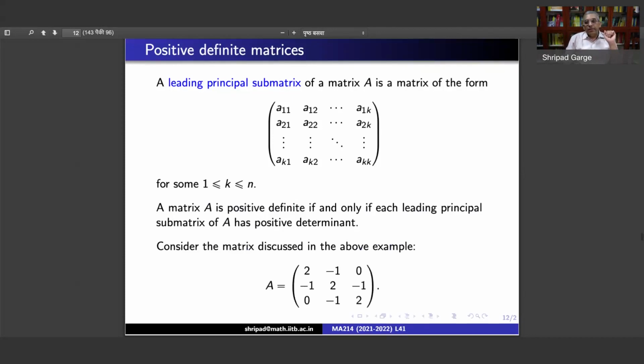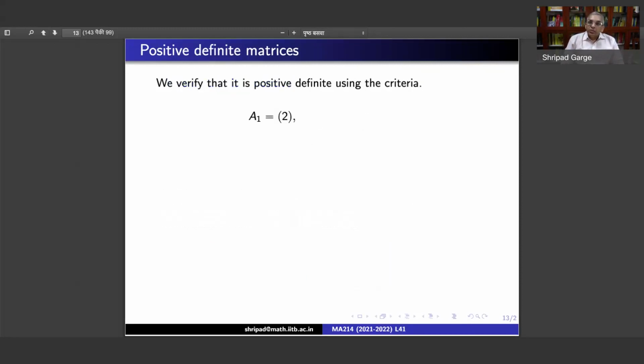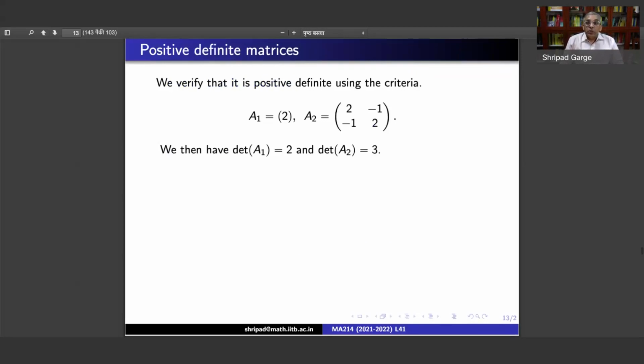For instance, the matrix that we had looked at was this: 2, -1, 0, -1, 2, -1, and 0, -1, 2. Our first leading principal submatrix of order 1 is just 2, and the next one will be 2, -1, -1, 2. So A1 is 2, A2 is 2, -1, -1, 2. What are the determinants? For A1 it is just 2, and the determinant of A2 is 3. And also the determinant of the whole matrix is 4. So all are positive and therefore our matrix is positive definite. This is a much simpler criterion than looking at x transpose Ax, than working with the definition.